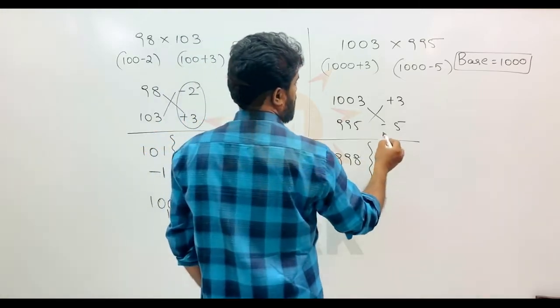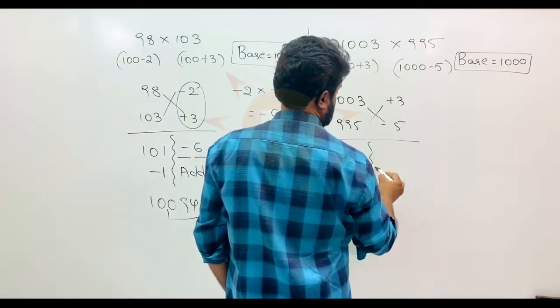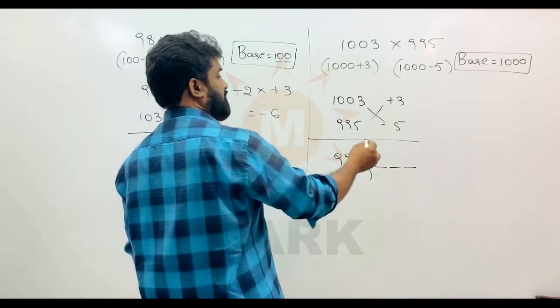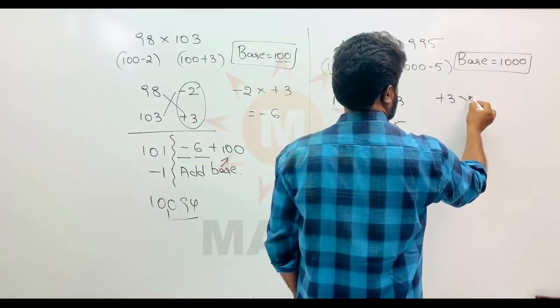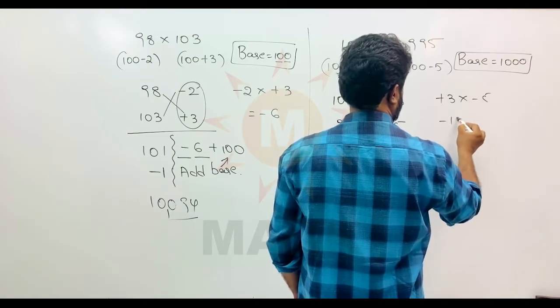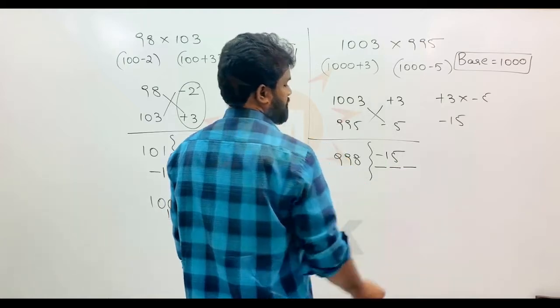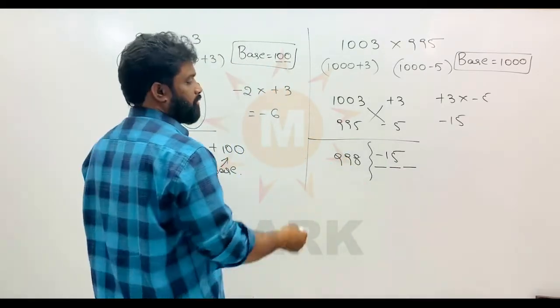998. Now here what you have to do? You have to put three slots here, 3 zeros, 3 slots. So what you have to write here? Plus 3 into minus 5. This is minus 15. So we cannot write minus 15 here. So this is a meaningless thing. So what do we do in this case?